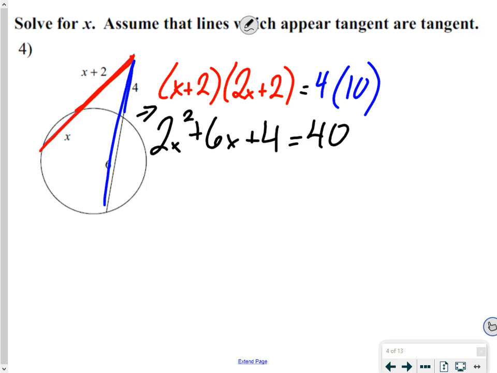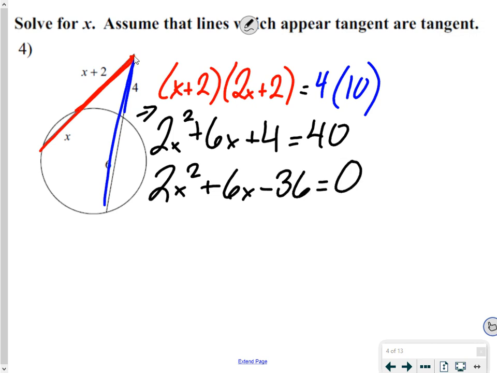That's going to equal 40. And once again, we got to recognize we got to get everything over to one side. All right, so that means subtracting 44. Okay, so we get 2x squared plus 6x minus 36 equals 0.